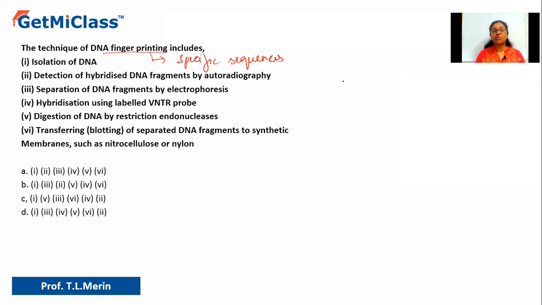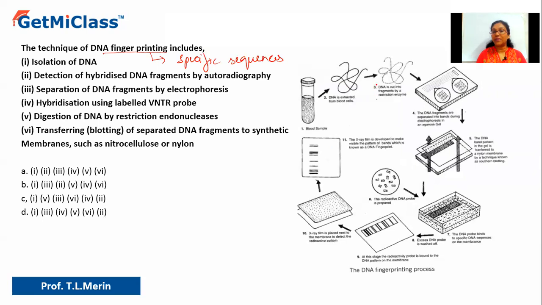Apart from that, it is also utilized if there is a baby or a child whose parents are unknown, then they can perform DNA fingerprinting of the child as well as the parents, and they can find out the real parents. Apart from that, samples collected from a crime scene can be considered for DNA fingerprinting, and further analyzed to look for the culprit. So let us understand the actual procedure of DNA fingerprinting.